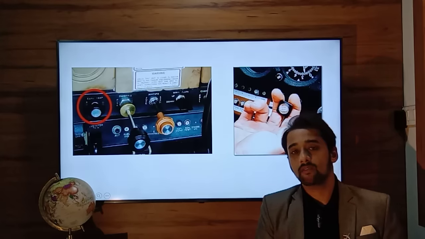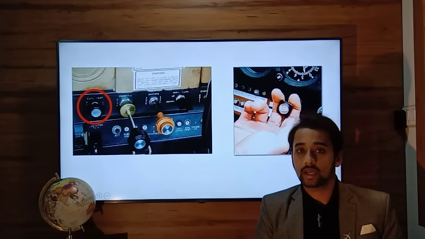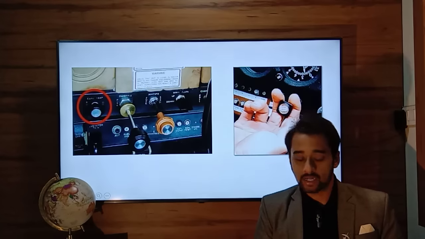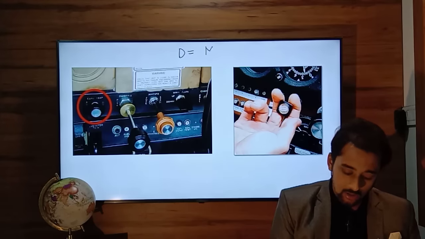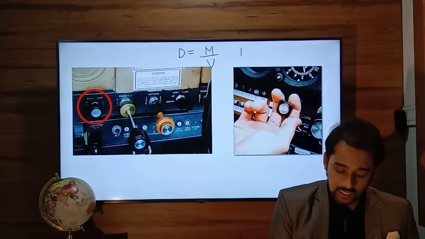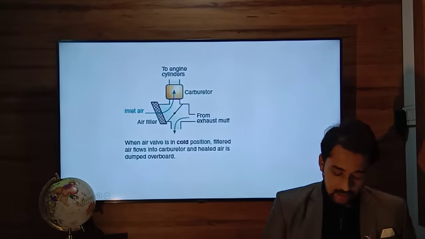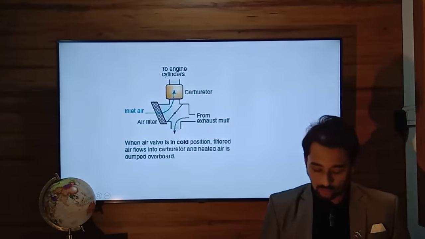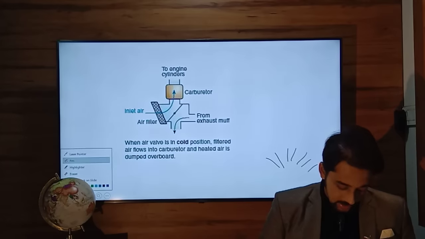Now what happens to air when it is heated? When we heat air, what happens to its volume? Its volume increases. When its volume increases, what happens to its density? It decreases, because density equals mass upon volume. So density is inversely proportional to volume, right? As a substance is heated, it expands in volume.